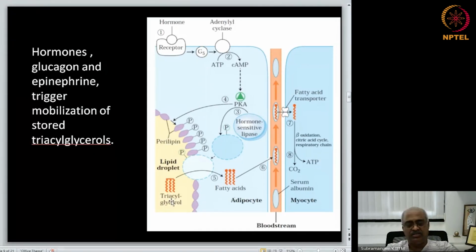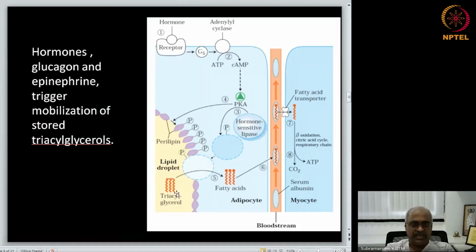Fat accumulation remains and never gets mobilized, even when you have very low glucose and plenty of glucagon trying to signal through this. So this perilipin is an important molecule and its phosphorylation is really key in mobilizing triacylglycerol.